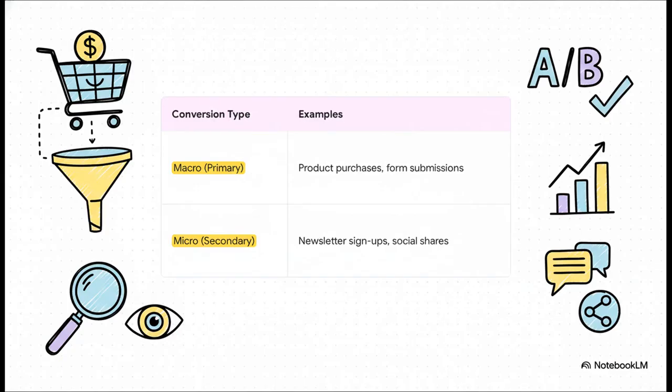First things first, we've got to be crystal clear on our goals. We have our big main goals. We call these macro conversions. Think a product purchase or someone filling out a contact form. But there are also all these smaller but still important goals along the way. These are our micro conversions, like getting a newsletter sign up or share on social media. They're all crucial little steps on that customer's journey.